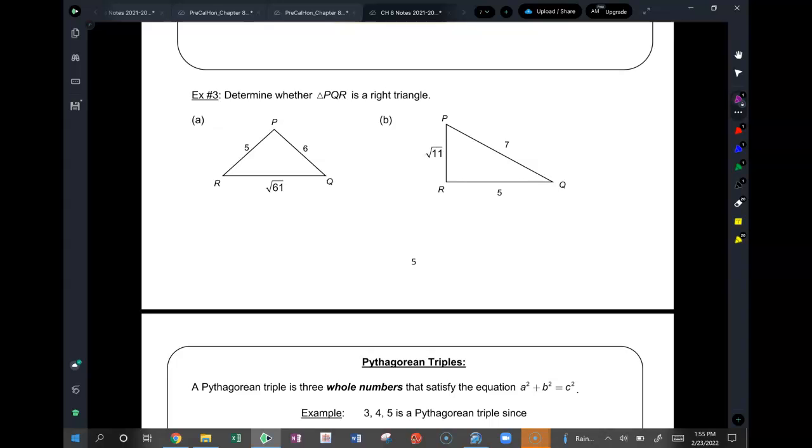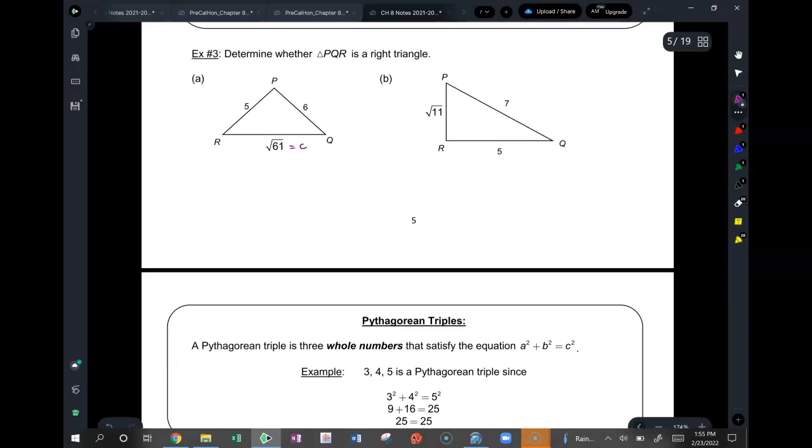It's got to be the largest side, right? So 5, 6. How much is root 61? About 8. Root 49 is 7, so this must be bigger because it's root 61. If it's a calculator part, you can plug it into your calculator and you'll see it's about 7.8. So this is C because it's the largest.